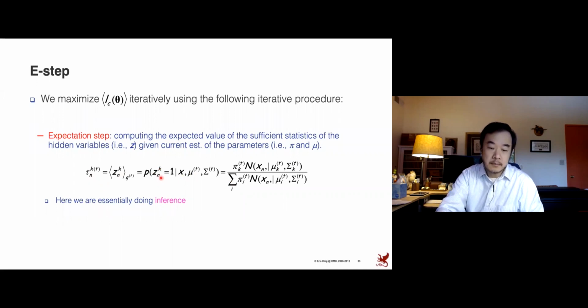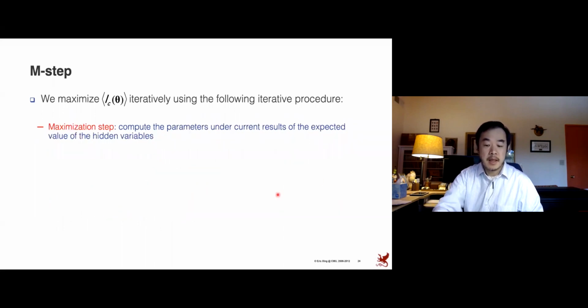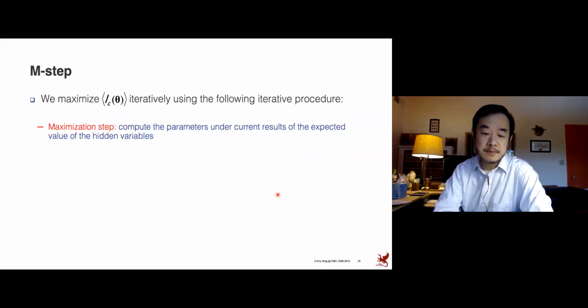This particular step, where we compute the posterior probability of a hidden random variable given the data, is also known as inference. In larger models, as we are going to see in the future, such as the hidden Markov model, we may be computing any hidden random variable given any observations using a procedure far more complicated than this one. Okay, and then let's see what's in the M step.